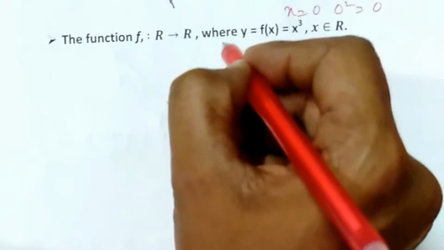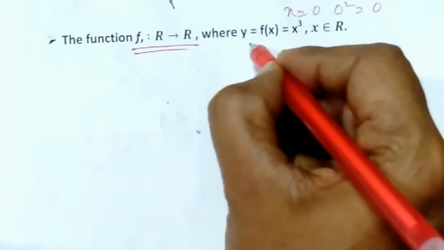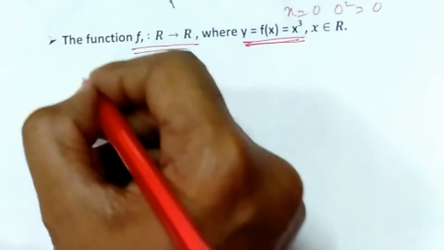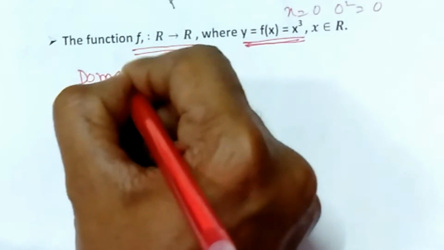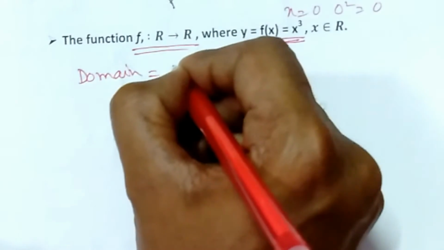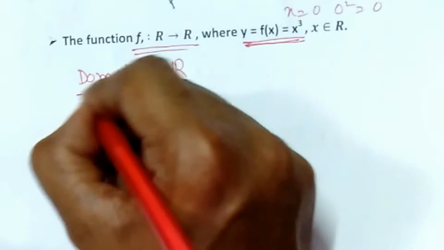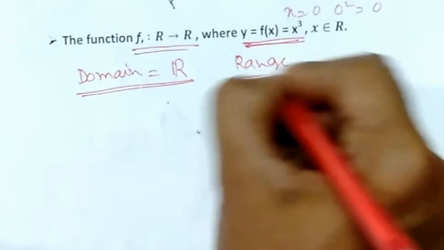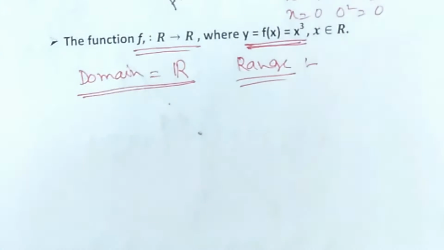Let us consider the function f maps R to R, where f of x equals x cube. The domain of this function will be the set of real numbers. What will be the range? We will discuss later. Let us draw the diagram or graph of this function.